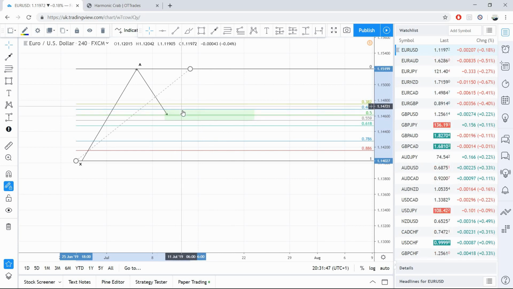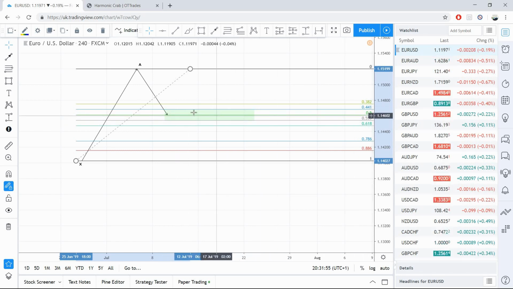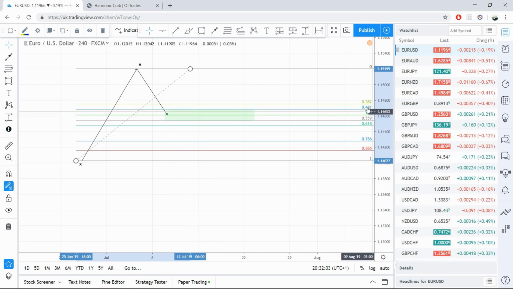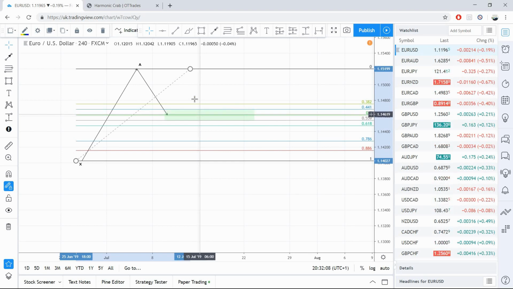So long as price enters this green box and does not exceed the bottom of this green box, this is classed as a precise 50% retracement of that X to A leg. So if we fall 1 pip below this blue line, the halfway point between 382 and 50%, we're 1 pip closer to the 50% level than we are to the 382 level. Therefore, it's a precise 50%. If price remains 1 pip higher than this grey line, the 55.9% level, we're 1 pip closer to the 50% than we are to the 618. Therefore, it's a precise 50%.